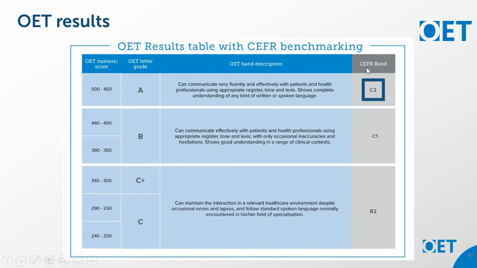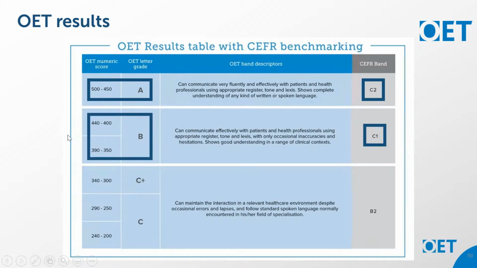And you can see that we have the CEFR band here on the right, C2, which is that really, really proficient, really expert user. And that correlates to OET 450 to 500 number score and OET letter grade A. C1 on the CEFR corresponds to B for OET, or 350 to 440. And then B2 corresponds to the Cs.